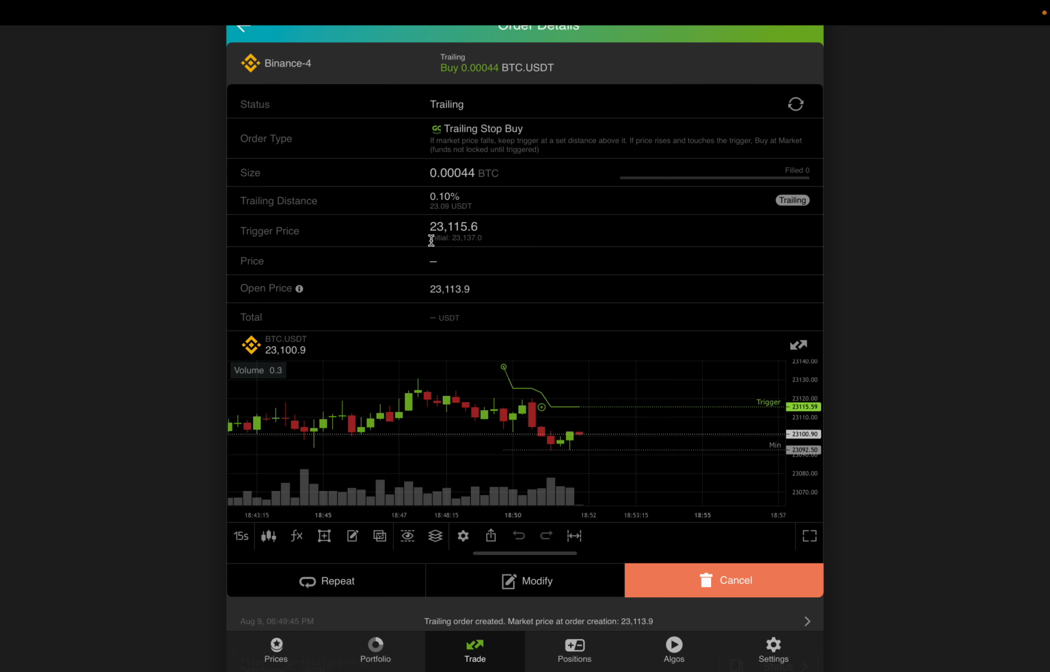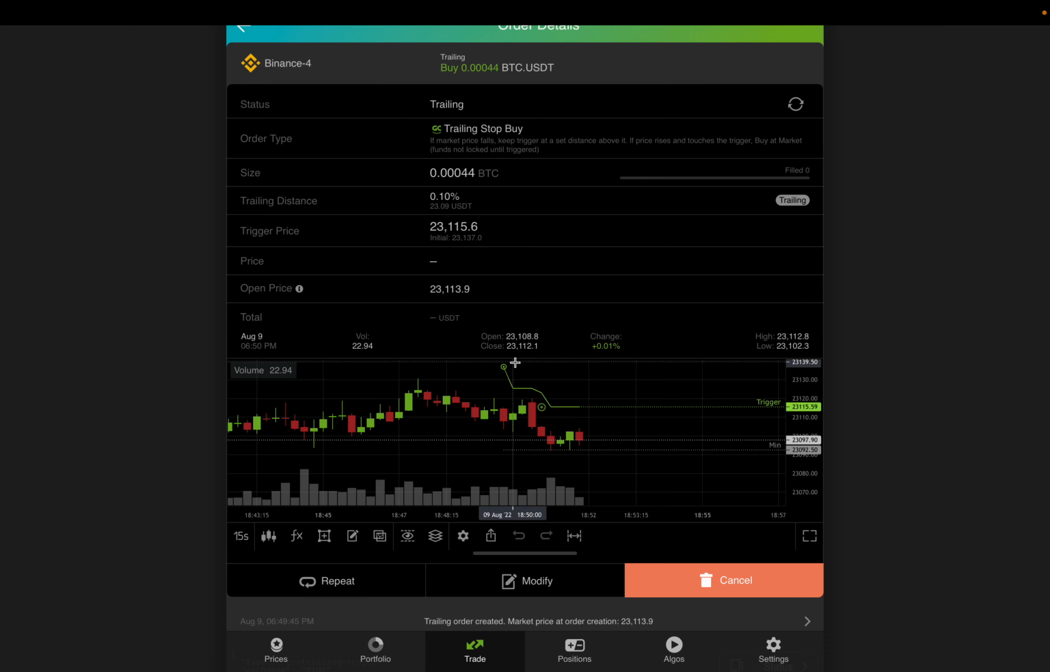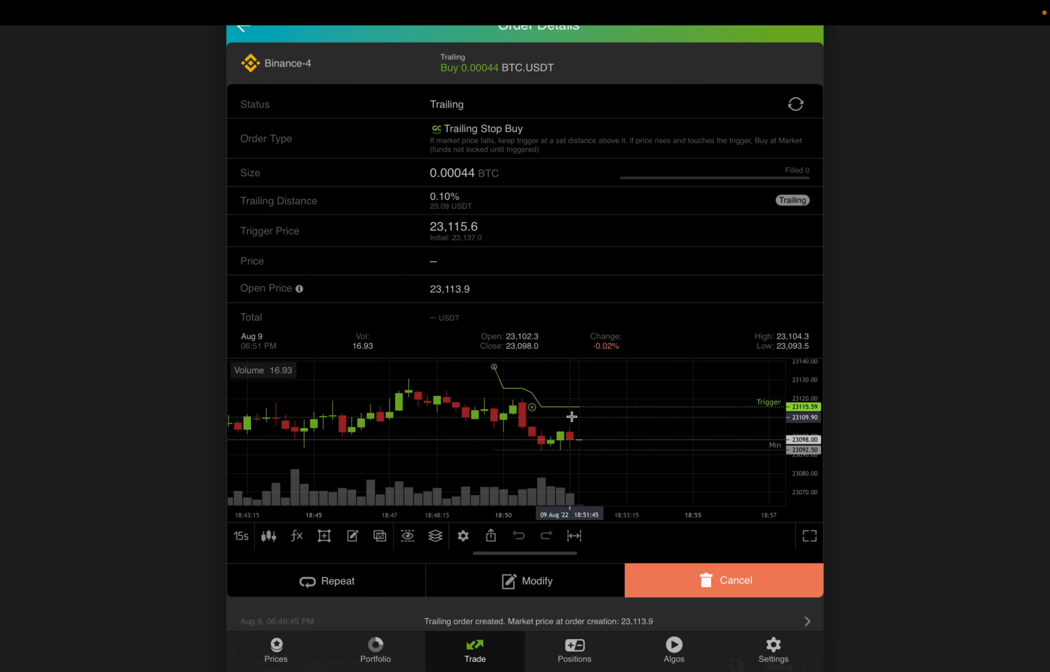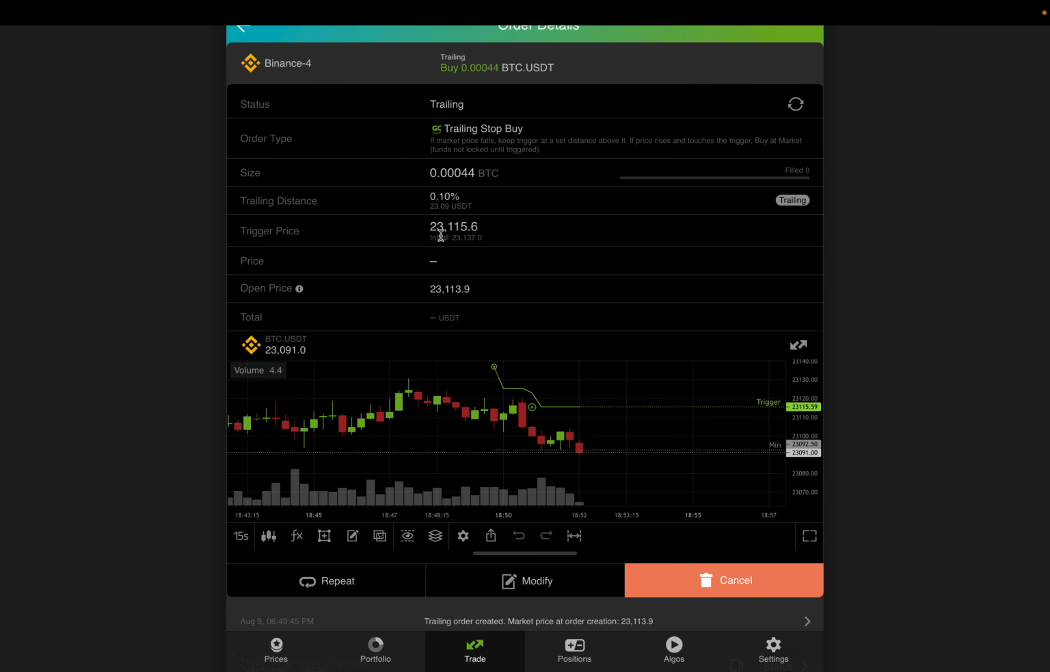So when we were sending this order, the initial market price was 23,137. So basically we could have bought at this price, but already, even if the trigger does not improve more from here and the trigger stays here, we will still get a better execution price than the initial one.